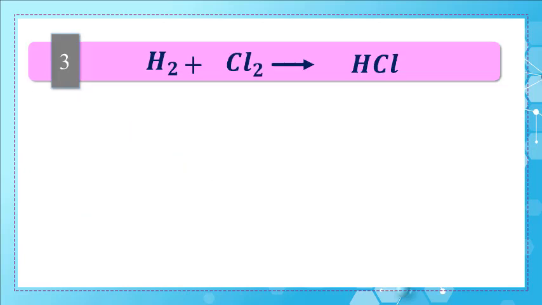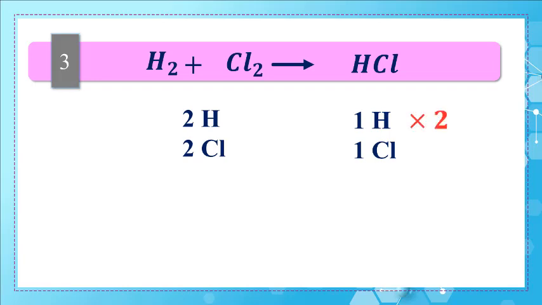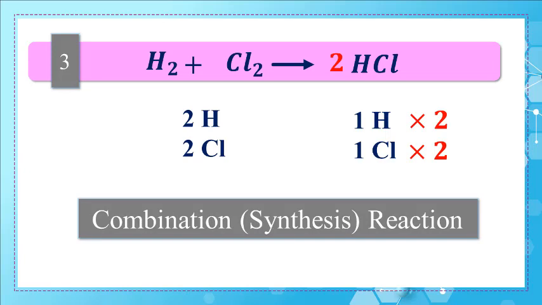The third equation is H2 plus Cl2 gives HCl. In the reactants we have two hydrogen atoms and two chlorine atoms. In the products we have one hydrogen atom and one chlorine atom. To make this equation balanced, we should multiply HCl by 2. The type of this reaction is combination or synthesis reaction.